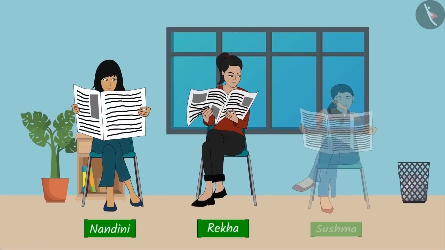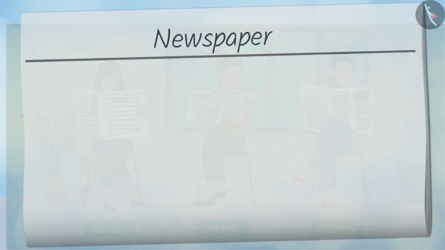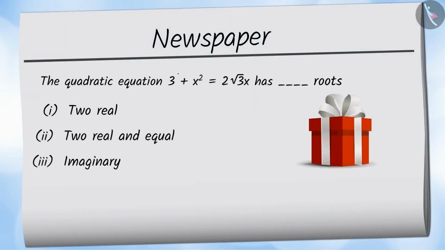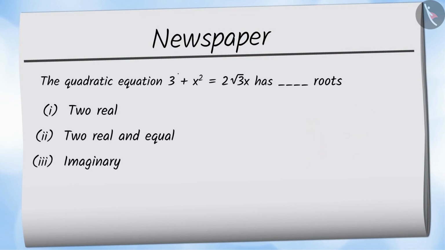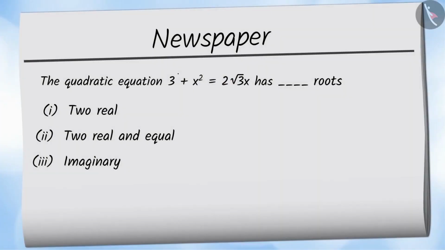Nandini, Rekha, and Sushma saw a question given in the newspaper with a note saying, anybody solving the question correctly will win a reward. Sushma, Rekha, and Nandini select options 1, 2, and 3 respectively. Can you tell whose answer is correct and why? Pause the video to solve the question and then match your answer.